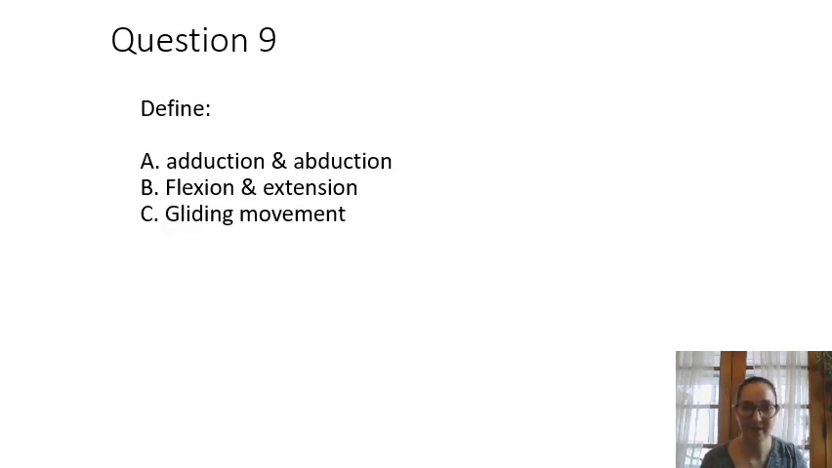All right, and then some definitions here. Define adduction and abduction, flexion and extension, and define a gliding movement. Adduction is to add to the midline or bring to the midline. Abduction is to take away from the midline. Flexion is to decrease the angle of a joint. Extension is increasing the angle of a joint. And a gliding movement is when two bones slide past one another.